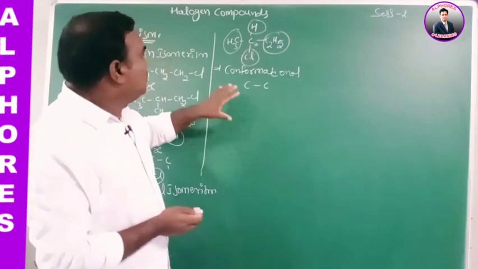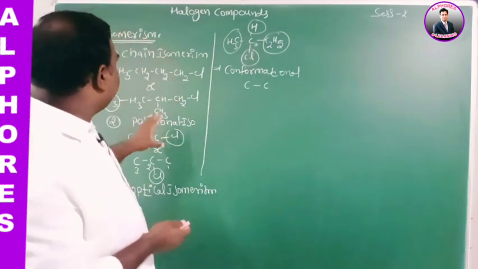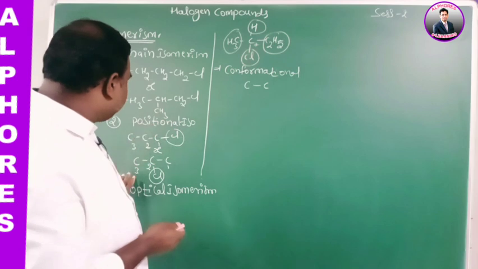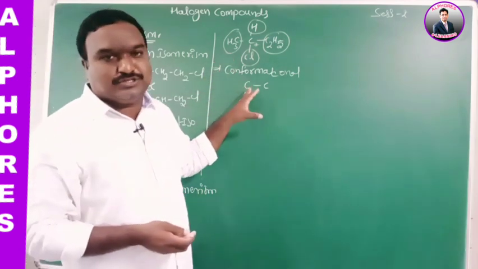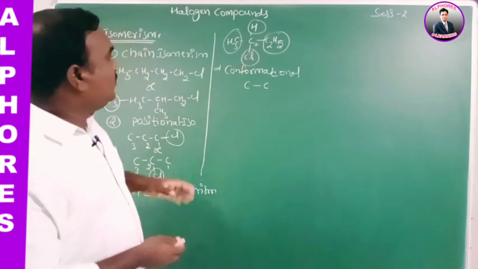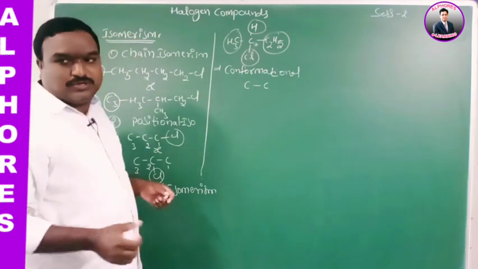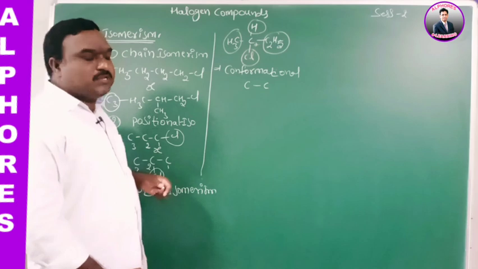So halogen compounds exhibit chain isomerism, positional isomerism, optical isomerism, and conformational isomerism. Up to here, conformational isomerism.